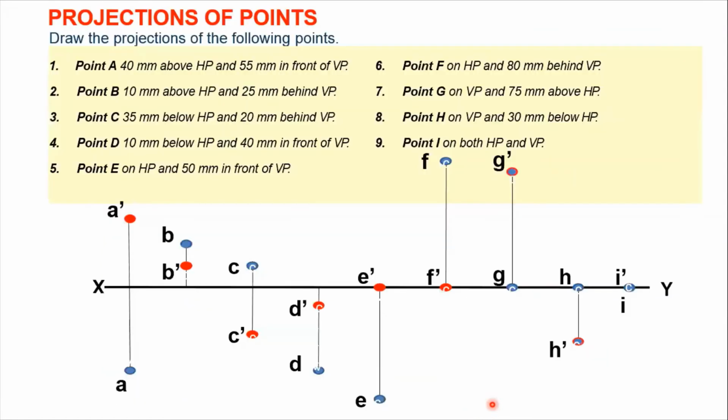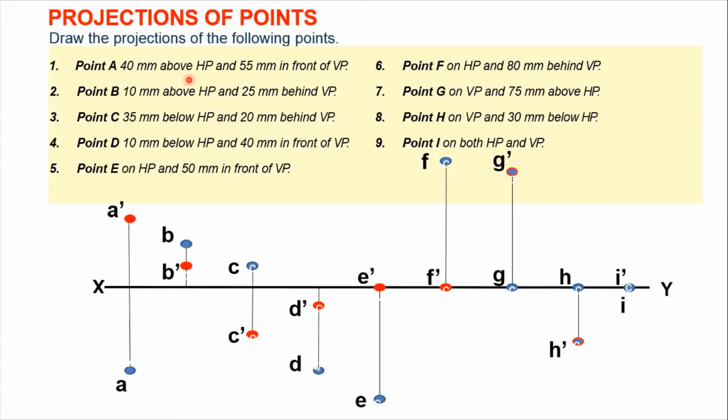So now let us see one example and try to apply this table here. So projection of points, draw the projection of following points. So we are having total 9 points and we have to plot these 9 points on same single XY line. So let us start with the first point here. So first, point A is 40 mm above HP and 55 mm in front of VP. So let us understand point A means obviously we'll be having two projections, A dash and A as our answer, which is nothing but your projection of that point A.